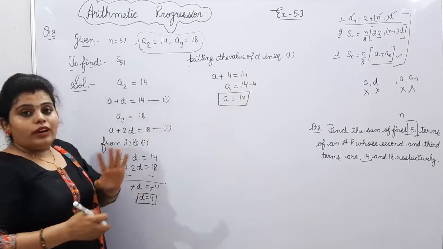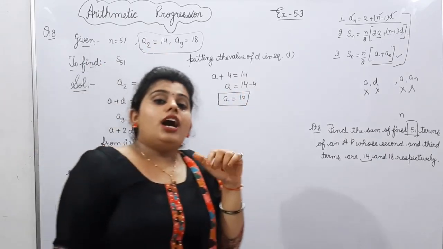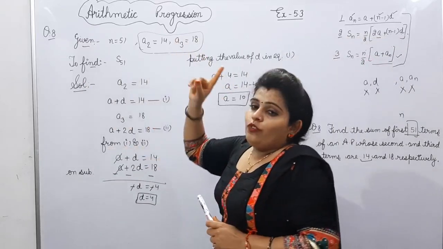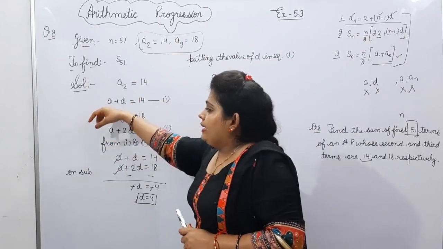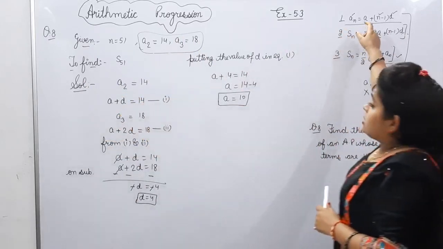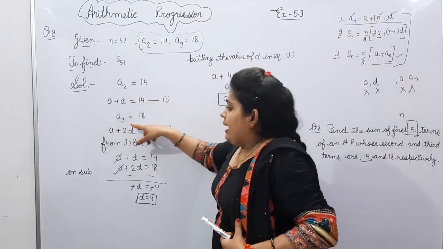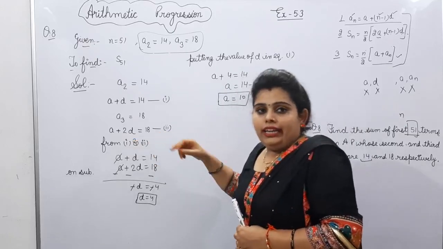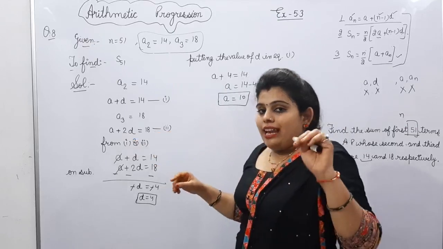Dear students, what have I done? What is given? Our second term is given. Our third term is given. So, using these two terms, we have to find the value of A and D. We know that A2 can be written as A plus D using this An formula, and this A plus D is equal to 14. A3 is A plus 2D and it is equal to 18. So, solving these two equations, I am using the elimination method.